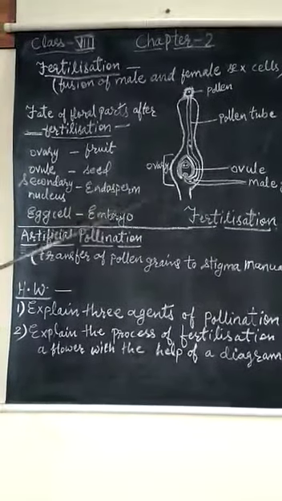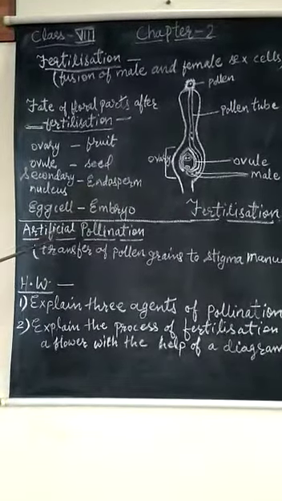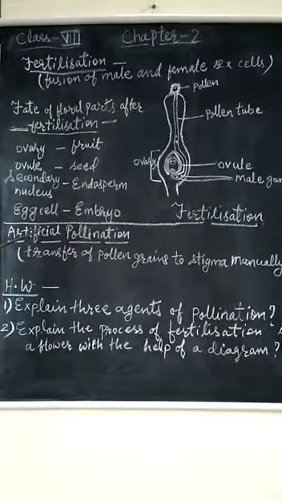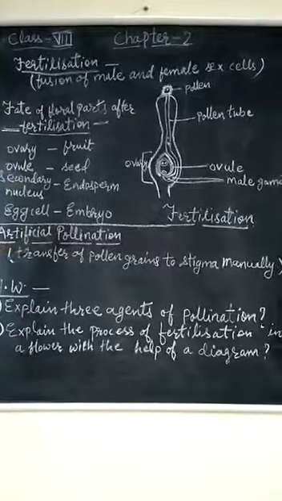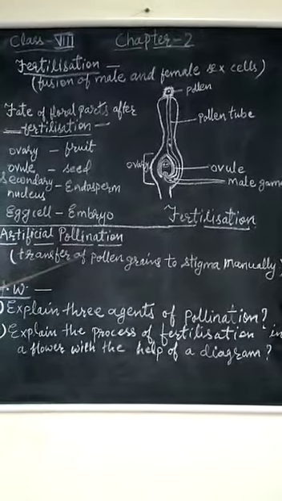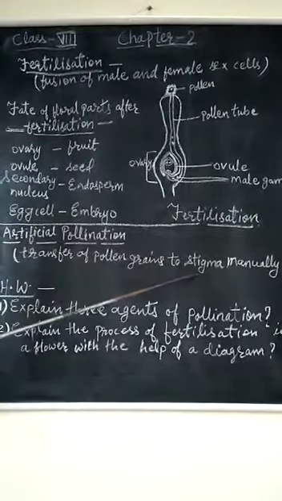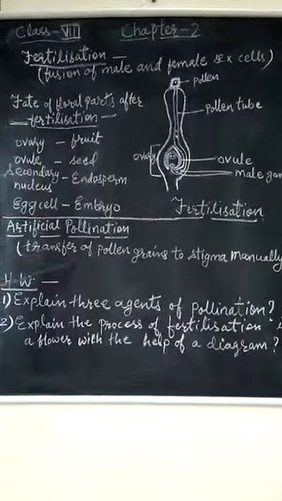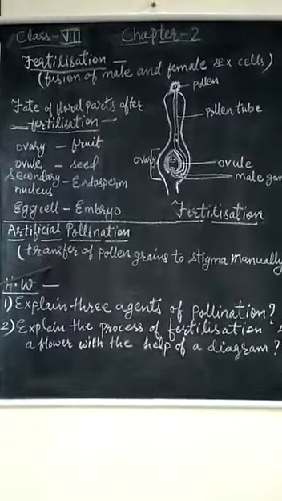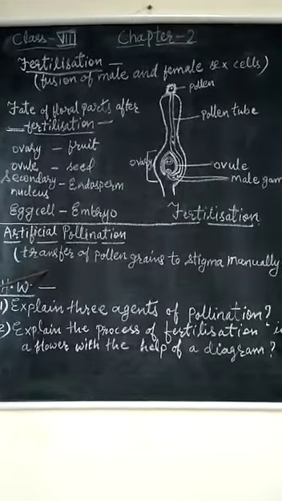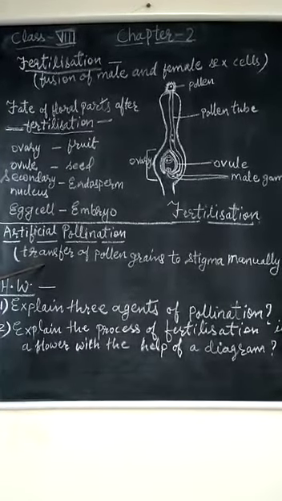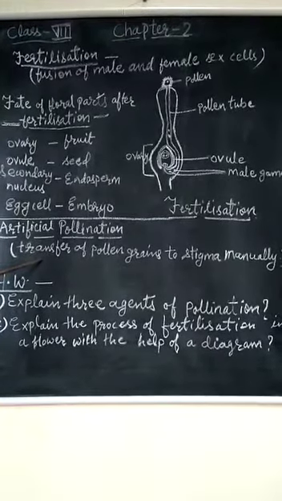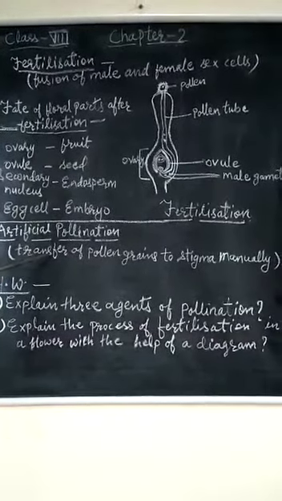Now the last topic of this chapter is artificial pollination. Artificial pollination is the process of transfer of pollen grains to the stigma manually. This process is mostly practiced by plant breeders to develop new varieties of plants.